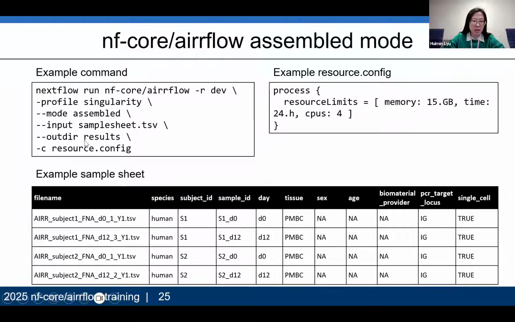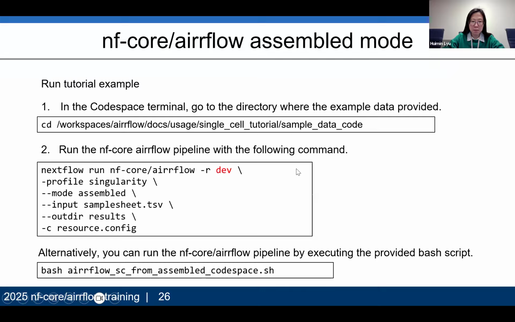And specify where to store the results. We want it to be in the folder named results, and the configuration file. It's optional. If you want to have better control of your pipeline, or if you want to specify the resources, you need the configuration file. Here, because in Codespaces we only have 4 CPUs and 16 gigabytes, and the usable is less than 16, so we set memory here to 15, 24 hours, and 4 CPUs.